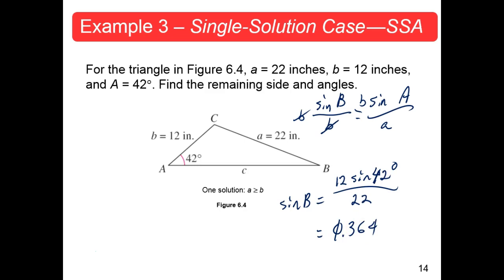Okay. Now, I have a question for you. What if this had come out 1.364? What would that tell you? Does that tell you anything? The sine of an angle has to be between plus and minus 1. It can't be 1.364. Okay?